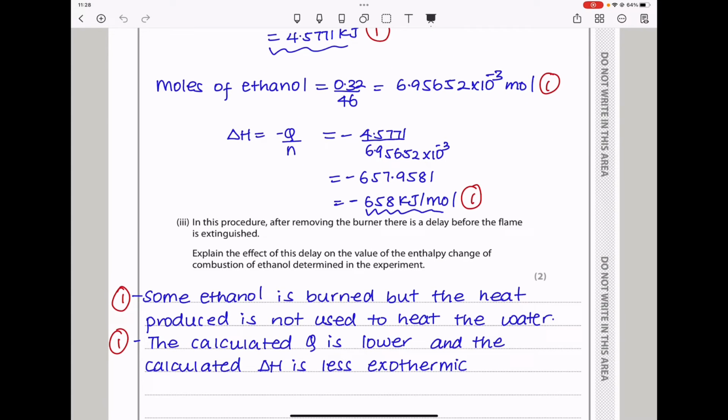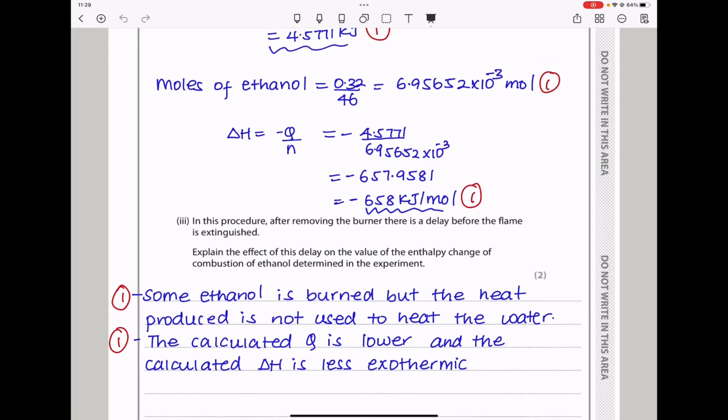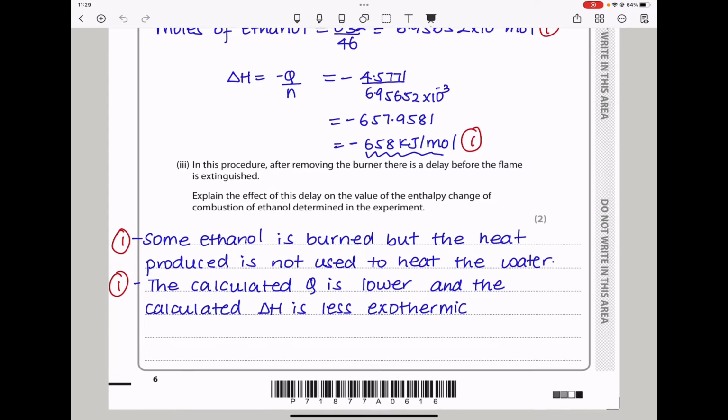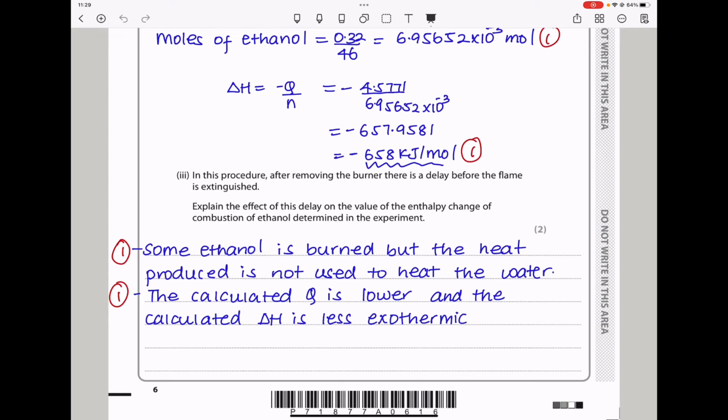Down here they say in this procedure, after removing the burner, there is a delay before the flame is extinguished. Explain the effect of this delay on the value of the enthalpy change of combustion of ethanol determined in the experiment. Now, if there is a delay before extinguishing, it means some of the fuel is going to burn. However, the heat generated from that combustion is not going to be transferred to the water, so it is going to be lost. So delta H calculated is going to be less exothermic than it should have been.